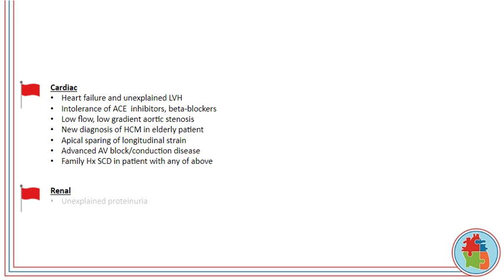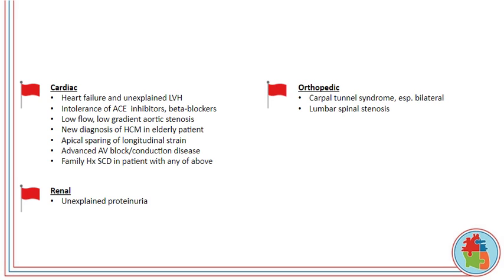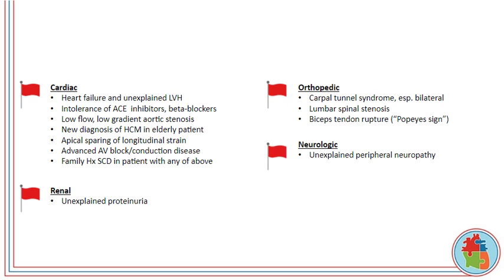The renal manifestations, in particular, would involve unexplained proteinuria. And then the orthopedic issues we've talked about, bilateral carpal tunnel syndrome should make you very suspicious, lumbar spinal stenosis, and then biceps tendon rupture are also important findings. Neurologically, unexplained peripheral neuropathy, orthostatic hypotension, or autonomic dysfunction are all very important signs and symptoms of cardiac amyloidosis.